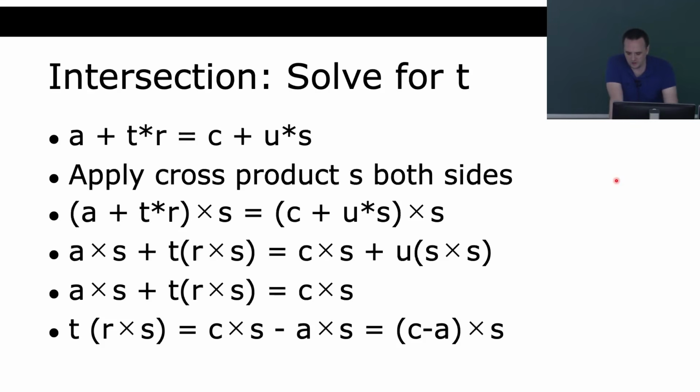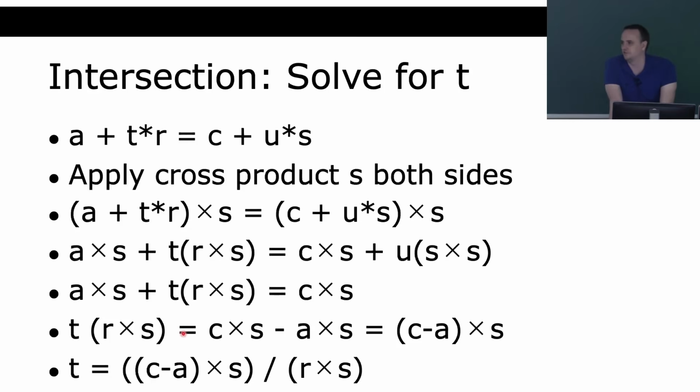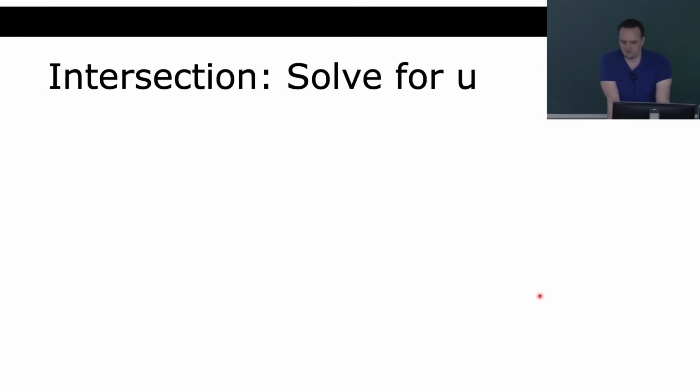We're just going to start by taking this and moving it to the other side. So we have C cross S minus A cross S. Then we can use the distributive property to simplify that and just say C minus A cross S. But this is still only equal to T times R cross S, so we're going to divide. Since the output of the 2D cross product is a scalar, we can just do this division. So we have this scalar divided by another scalar, and that's equal to the value of T.